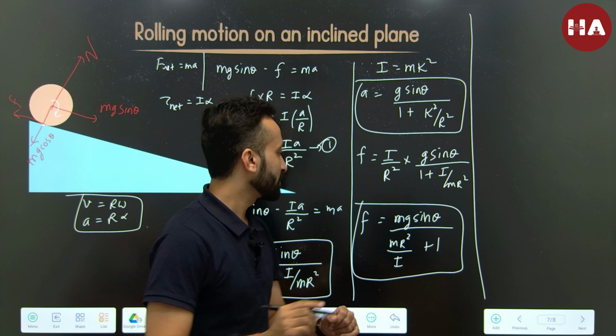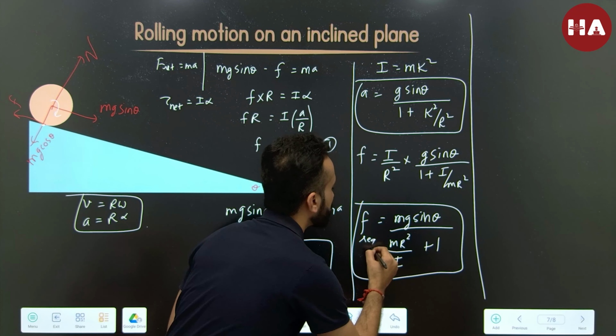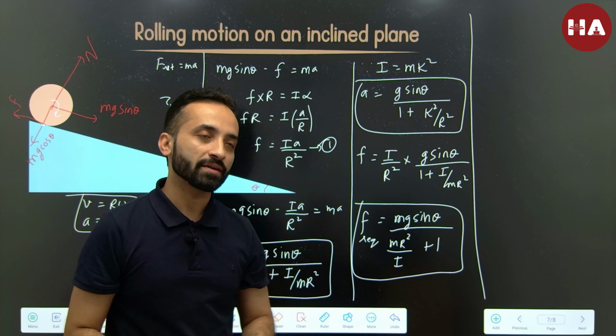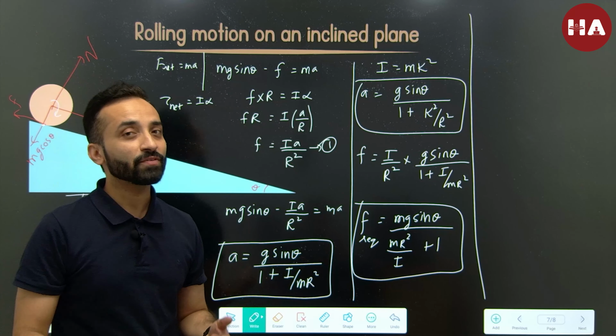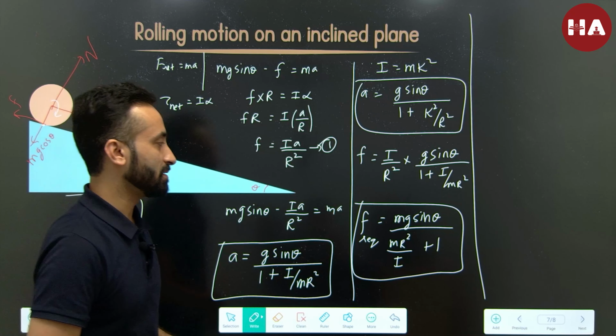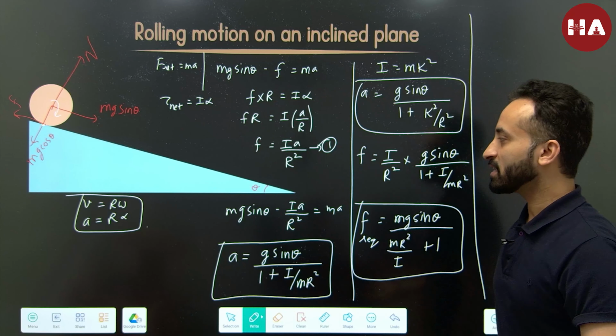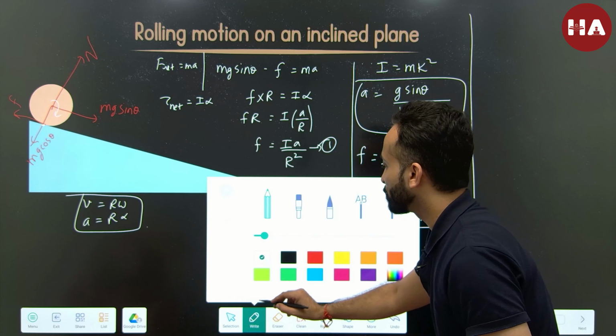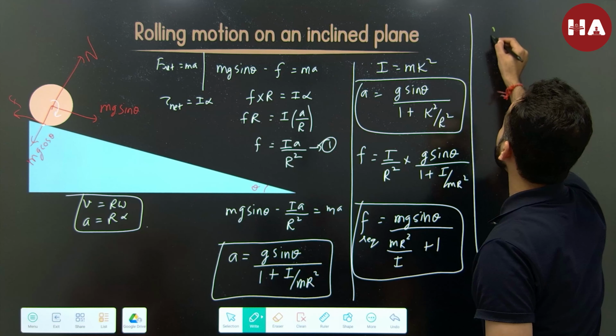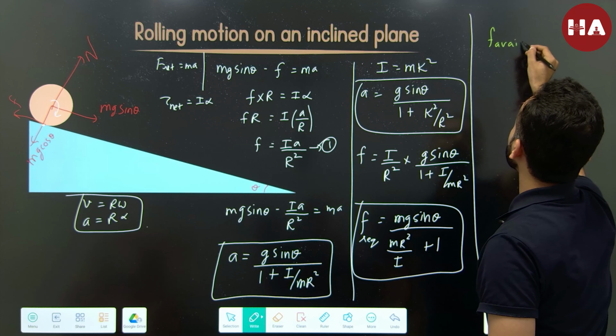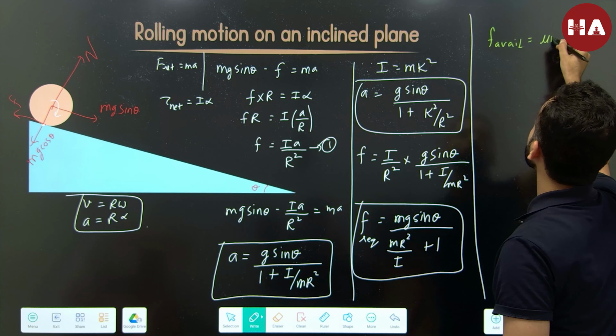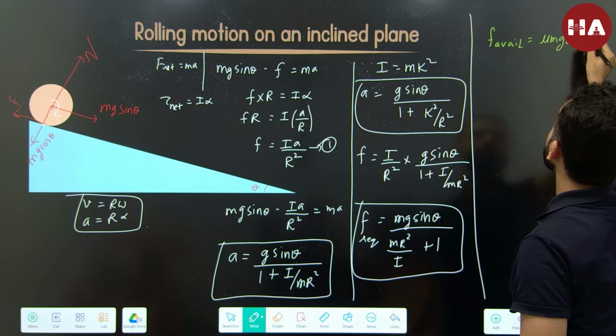What friction? The friction that we need. Let's call it the friction required. But we don't know whether this much friction would be available. We'll have to see. Who will decide that? So of course you do know that that's the limiting value of friction. So what is the available friction? You would say mu N, that is mu mg cos theta.